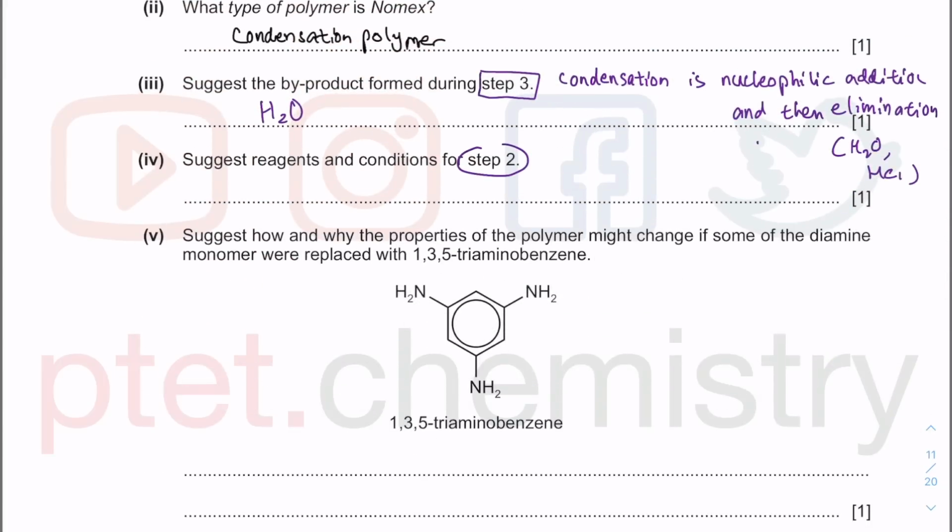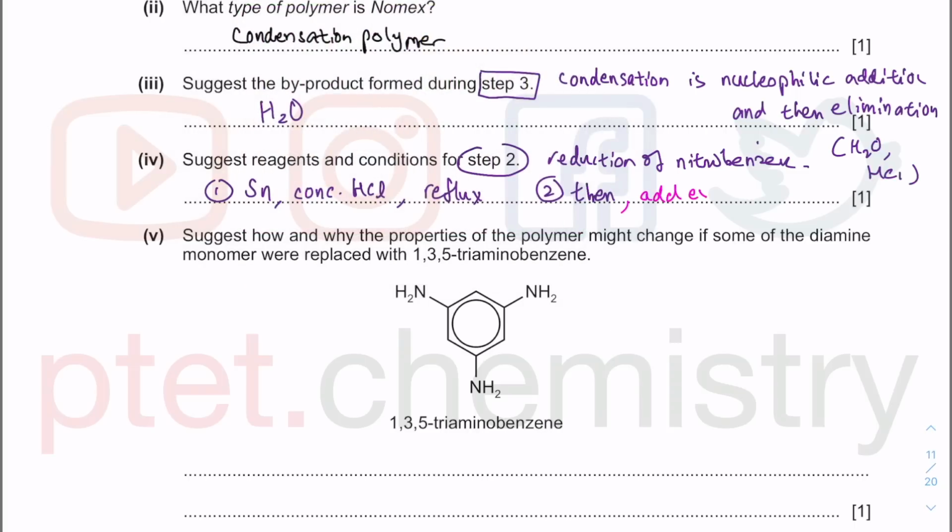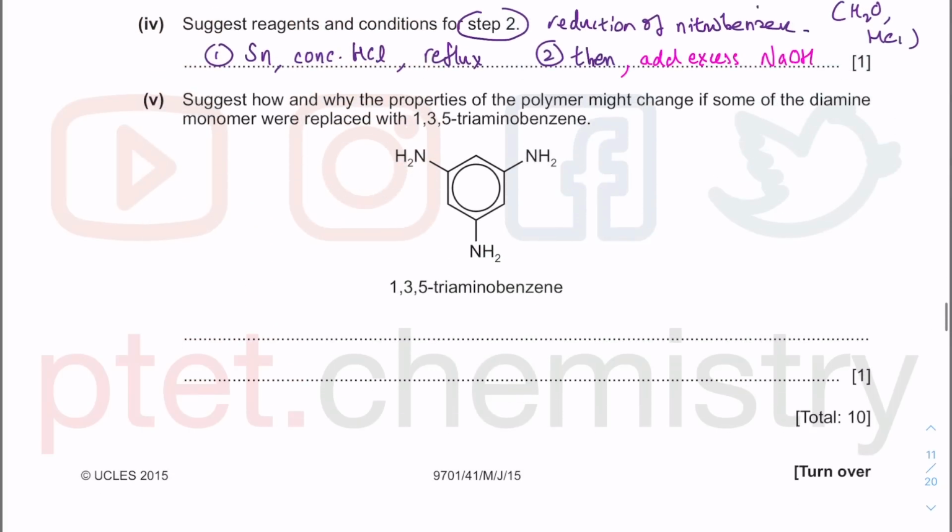Actually, I can write the whole thing. This is reduction of the nitro group of nitrobenzene. As I did mention, we can start off by talking about tin and concentrated HCl. They also want the condition, so reflux that. Then very importantly, you have to add excess NaOH so that you can neutralize all the concentrated HCl and give you back the phenylamine form.